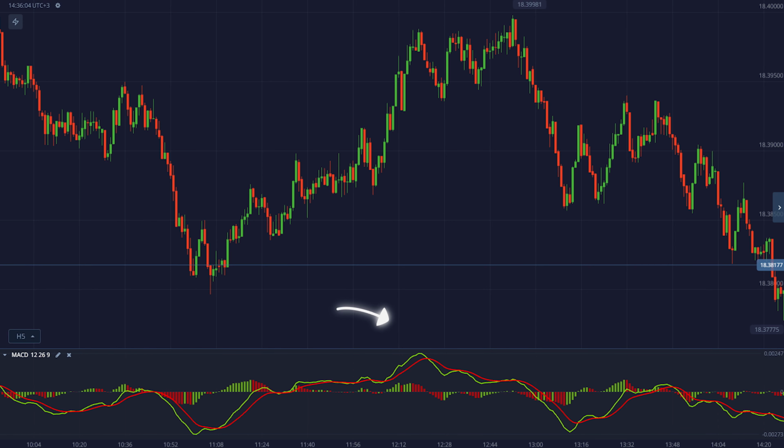MACD usually consists of three elements. The MACD line, the main line, is calculated as the difference between two exponential moving averages. A fast one, usually 12, and a slow one, usually 26. The signal line, a smoothed version of the MACD line, most often a nine-period EMA of the MACD. And the histogram, bars that show the distance between the MACD line and the signal line. Above zero means MACD is above the signal line, and below zero means the opposite.